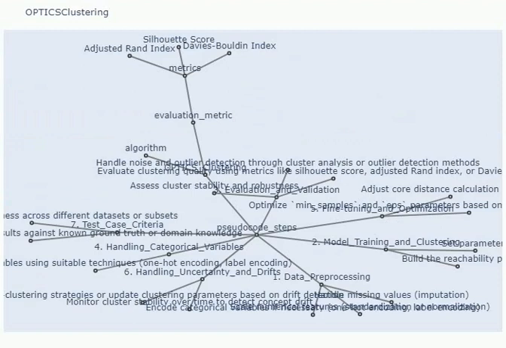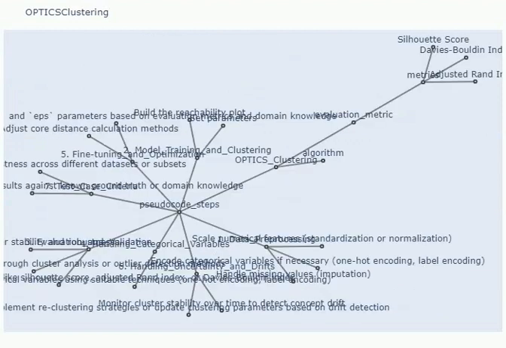Scale numerical features: standardization or normalization. Details: standardize features to have zero mean and unit variance, or normalize them to a fixed range. 2. Model training and clustering. Description: train the OPTICS model using the preprocessed data.